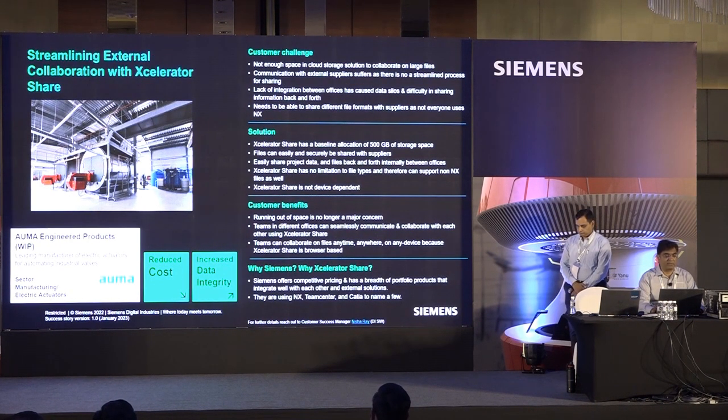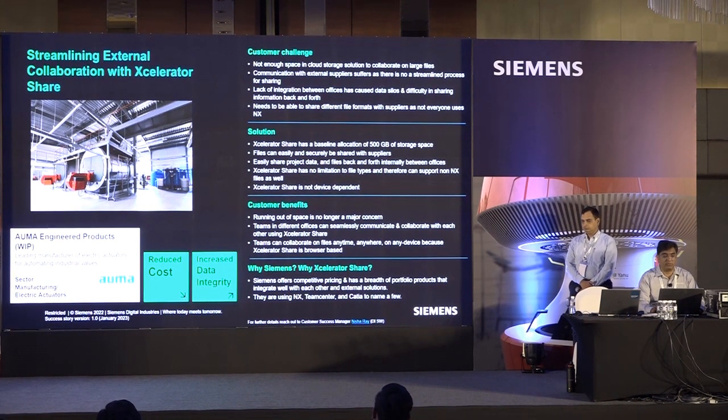Another example is from a company called Auma Engineered Products. Some of the challenges that they had was they were running out of space for collaborating on their large files. That was one of the biggest problems. And communication with external suppliers was suffering because there was no streamlined process for sharing. With Share, running out of space is no longer a concern, because if you want to add more, you can add it easily. And when you have teams in different locations, like I mentioned, one might be in Pune, one in Mumbai, and one in Gujarat, since you're working on the same collaboration tool, you can communicate and collaborate easily with the help of Xcelerator Share.